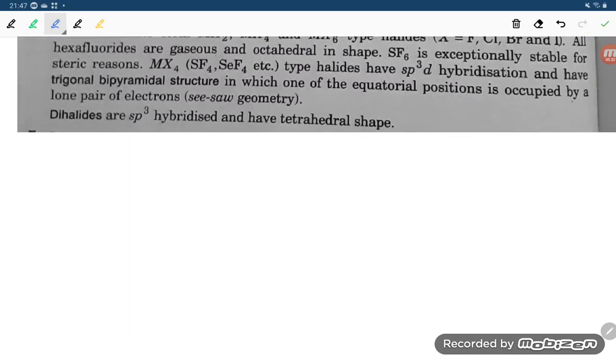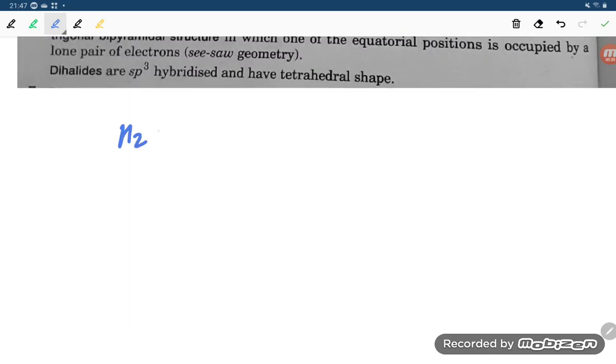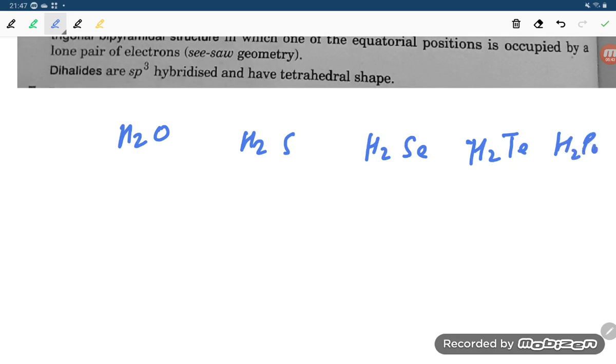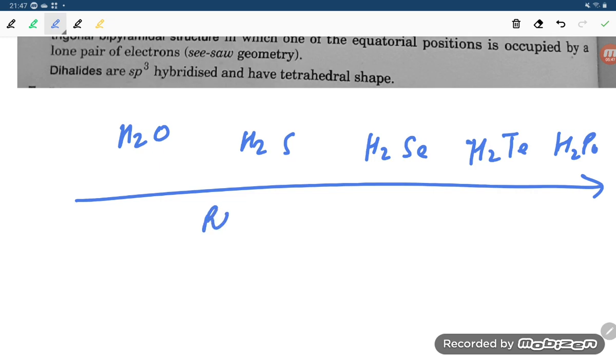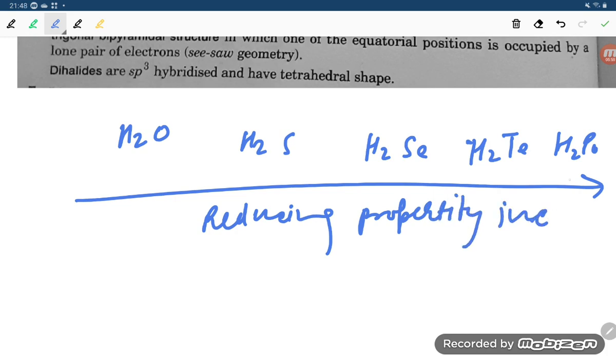So, dear student, if you talk about the hydrides, H2O, H2S, H2Se, H2Te, H2Po, these are the hydrides. If you go down the group, reducing properties increase, student. Why does the property increase? Because the tendency to give up H ion increases: bond enthalpy decreases, so it will easily give the H plus ion.